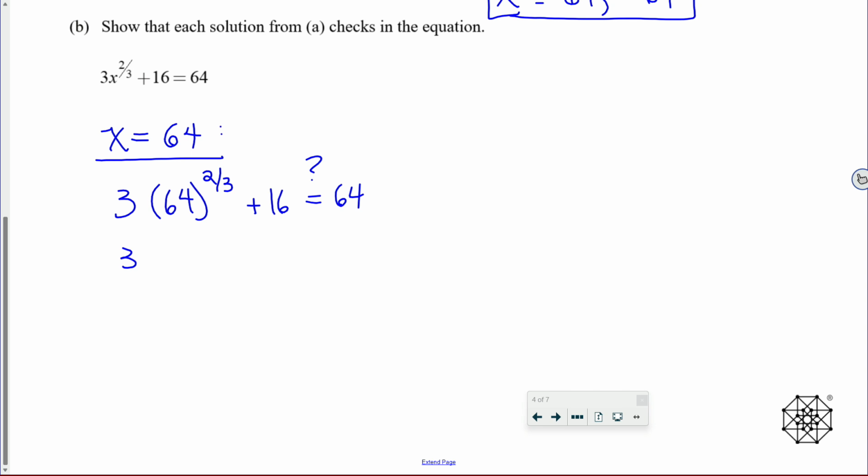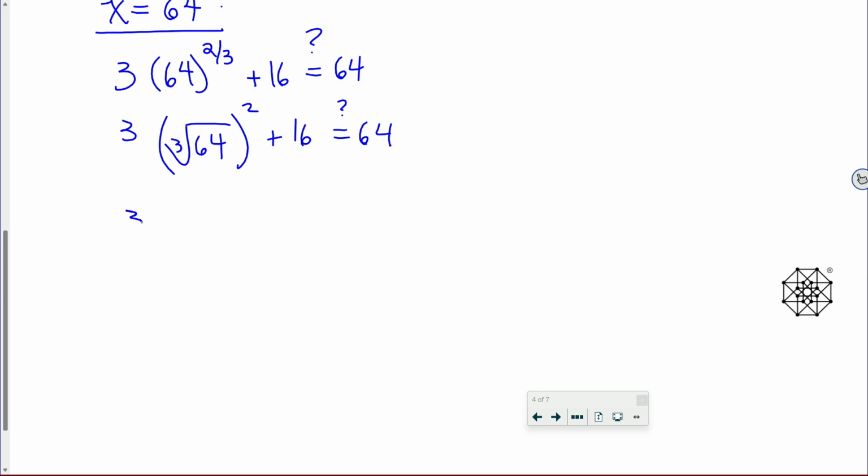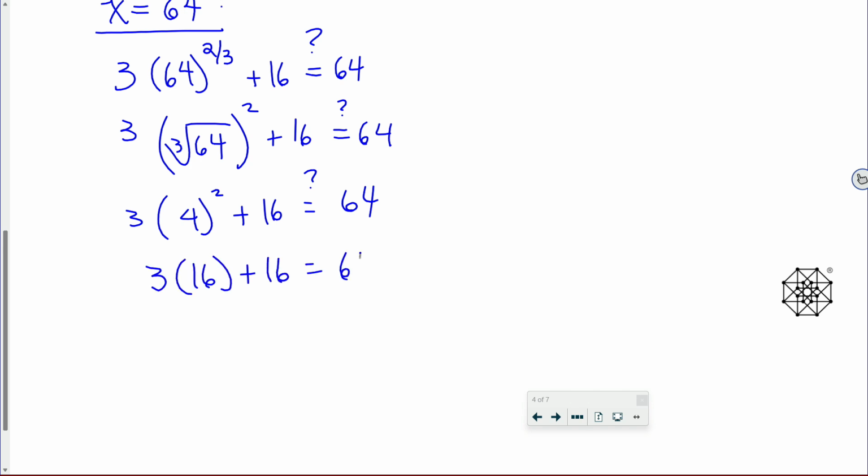So that's going to be 3 times the cubed root of 64 squared plus 16 equals 64. Let me extend my page a little bit more. There it goes. The cubed root of 64 is 4. So I'll then have 3 times 4 squared plus 16 equals 64. 4 squared is 16. 3 times 16 is 48. And 48 plus 16 is 64. So we get 64 equals 64.